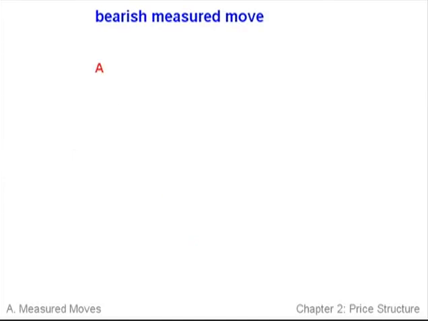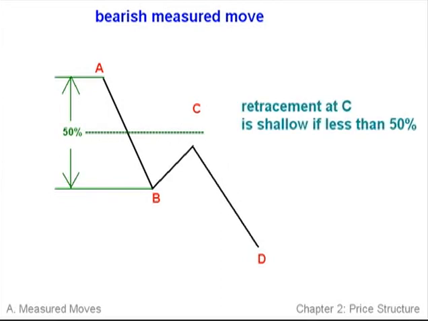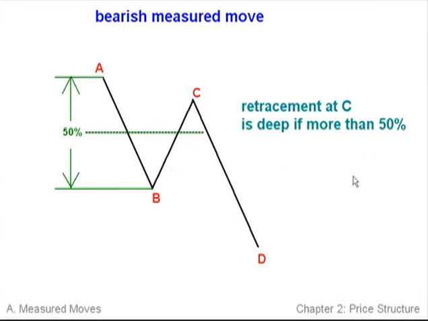Now, let's look at a bearish scenario. Again, the depth of the retracement at C determines the strength of this downtrend. The retracement at C is considered shallow if it retraces less than 50%, and therefore, this downtrend is considered strong. The retracement at C is considered deep if it retraces more than 50%, and this downtrend is considered weak.